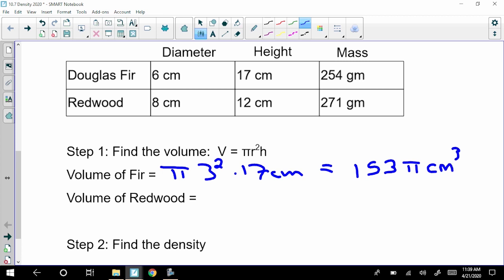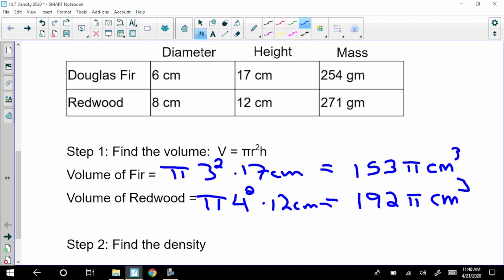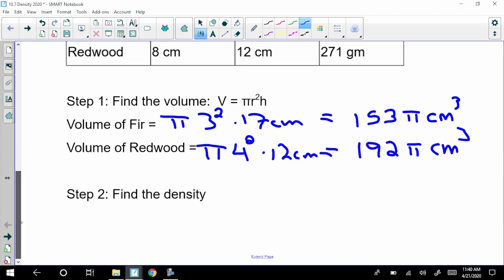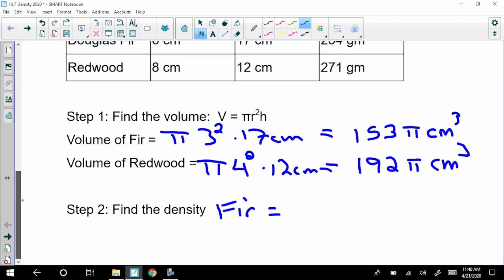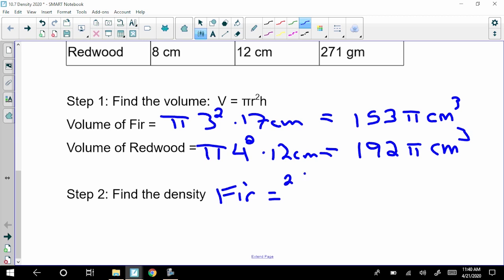The volume of the redwood, we have pi, the radius is 4 squared times 12, they're all in centimeters, and that is going to be 192 pi cubic centimeters. Remember, cubic centimeters is the same as a milliliter if we're looking at liquid measures. Now we want to find the density. Well, for the fir, we have a mass of 254 grams.